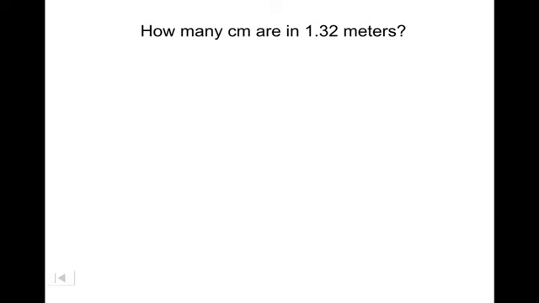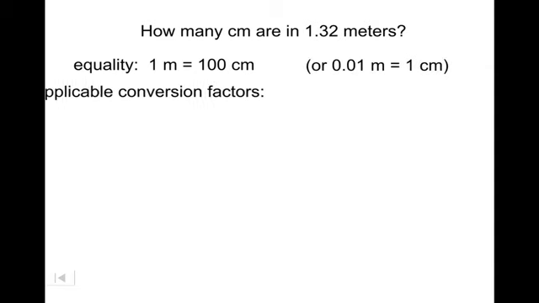Question: how many centimeters are in 1.32 meters? So you need to memorize Table 2.2 in Chapter 2 of your textbook, and that will go from meters to centimeters, and you'll see that there are 100 centimeters in 1 meter, or you could also say 1/100th of a meter is equal to 1 centimeter. So here is the equality. 1 meter equals 100 centimeters, or 0.01, 1/100th of a meter, equals 1 centimeter.